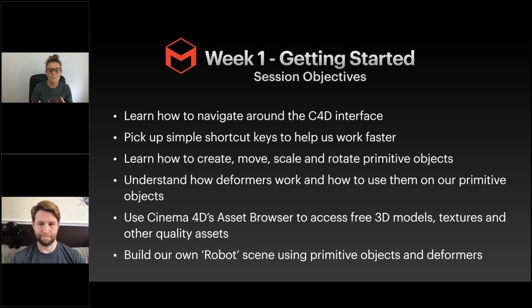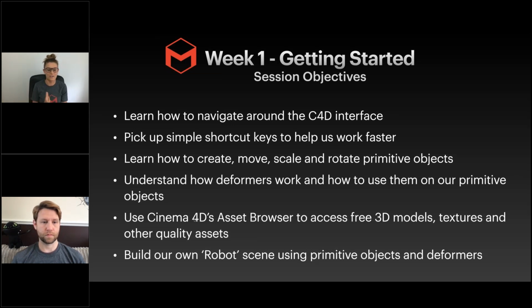We're going to learn how to create, move, scale, and rotate primitive objects inside of Cinema, and also understand how deformers work and how we can use these deformers to create and change our primitive objects in a non-destructive way. We're then going to look at Cinema 4D's asset browser, which has so much free stuff inside. So we've got 3D models, textures, like HDRI images, loads of quality assets that, especially at this stage, are going to help us make some nice looking renders before we even learn how to create materials. We can just drag and drop them in.